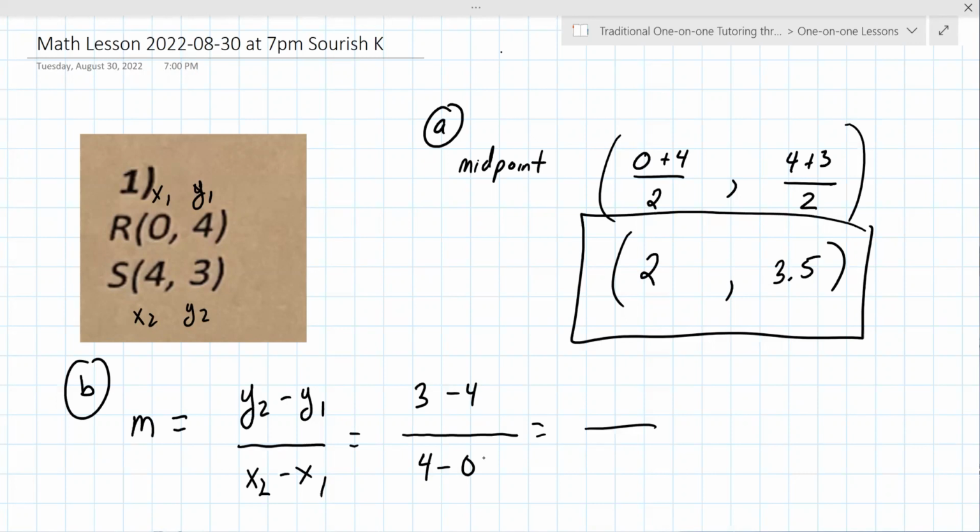Is it unclear? What are you uncertain of what I'm asking you to do, Sourish? No, I'm trying to think. It's 3 minus 4 is negative 1. 4 minus 0 is 4. Right. So that's perfect.